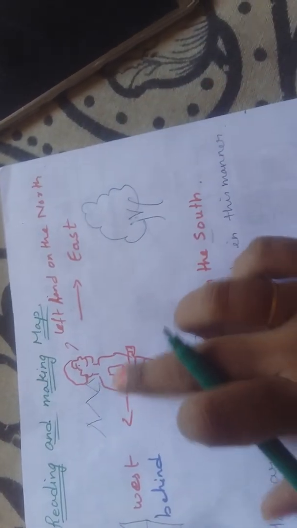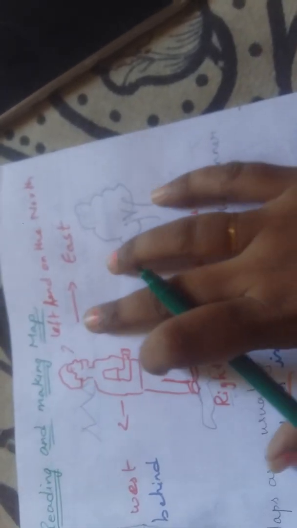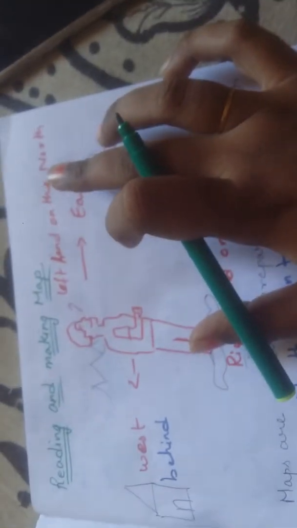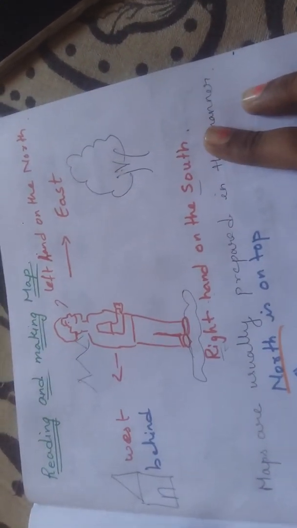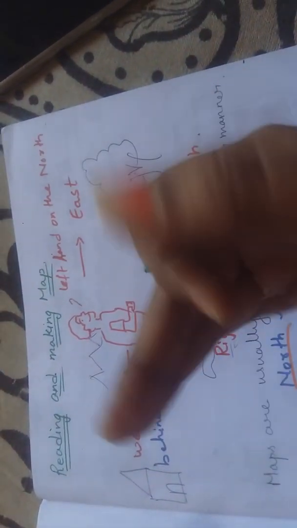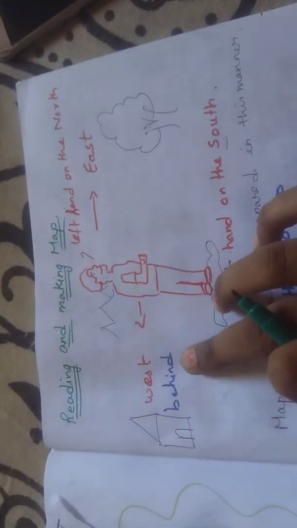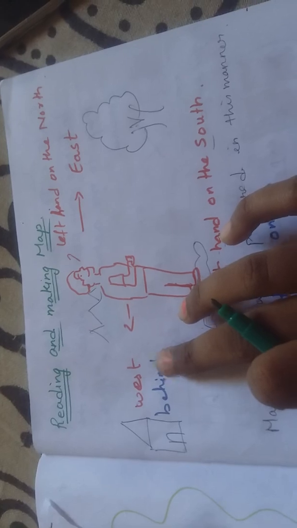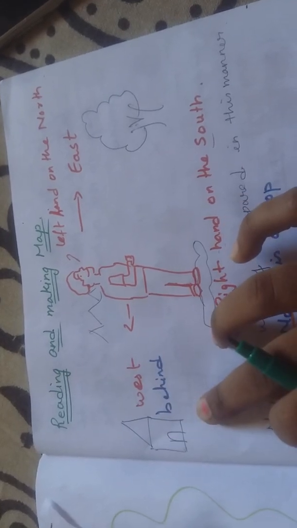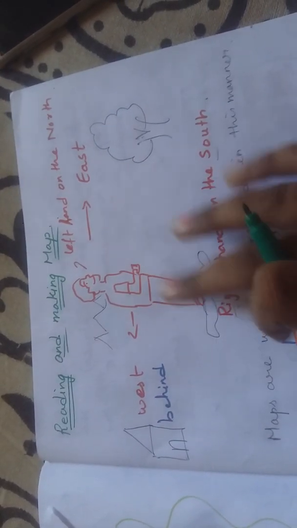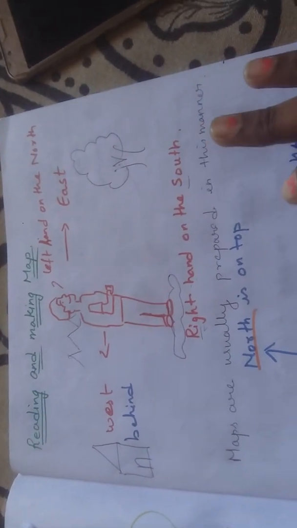On the left hand side I made mountains to show you that that side is the left side, and the left side is showing the north side and the right hand is showing the south direction. It is not down, it is the right hand side. Now behind that boy is the west direction where the temple is. Now we will study in detail how you know the direction of a map.